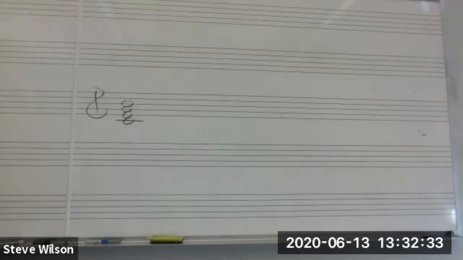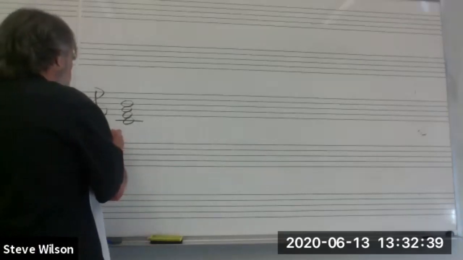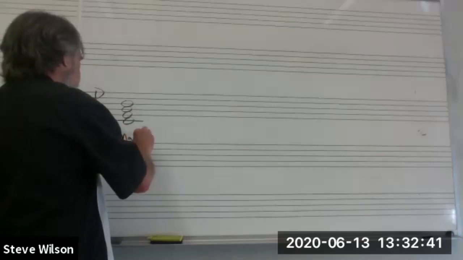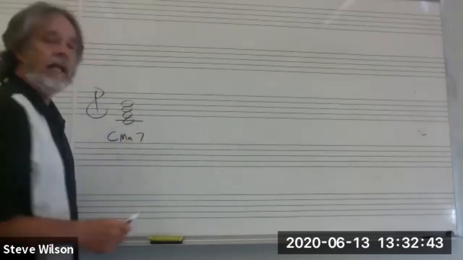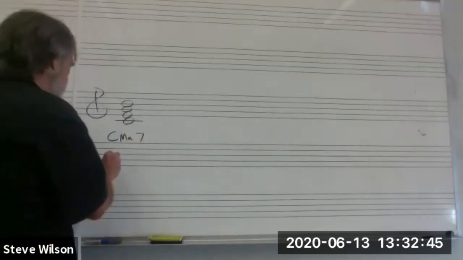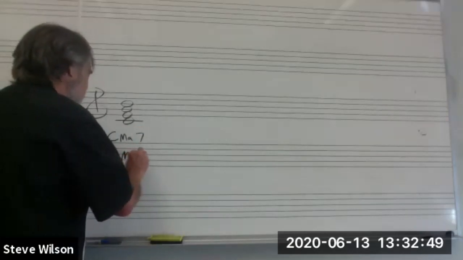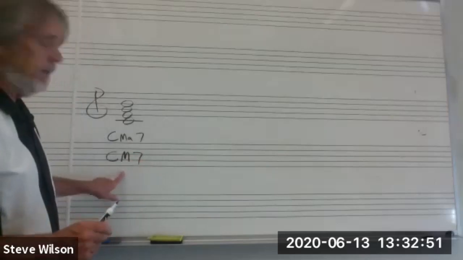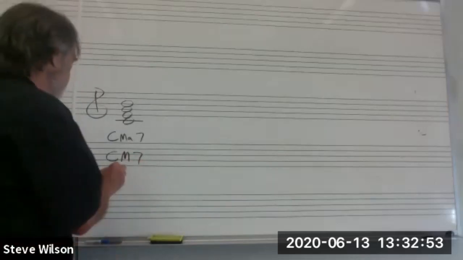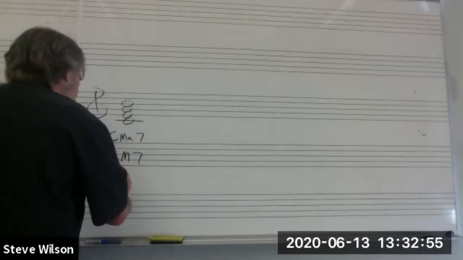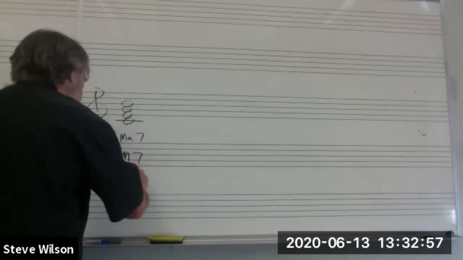That is a C major 7th chord. Now, common chord symbols we use for that: I like to use MA7. Some people will use just a big capital M7. I would be very careful of that because you have to make sure the 7 is really big. MAJ7 is okay.